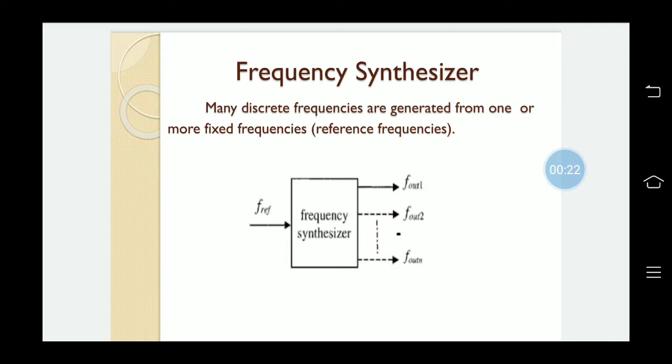This block diagram shows the frequency synthesizer. F out 1, F out 2, etc., F out n. These are all the discrete frequencies generated from the reference frequencies. The reference frequency used for frequency synthesis needs to be very stable and it is generated from an oscillator. In communication, we use a crystal oscillator because of its light weight. And frequency synthesizers are used in radio receivers, TV receivers, mobile phones, walkie-talkies, etc.